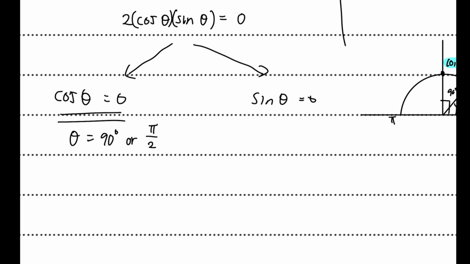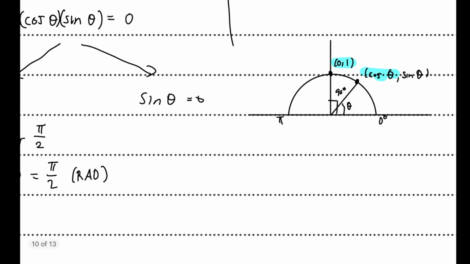Or if you don't know how to do this, you can use theta equals cos inverse 0, and the calculator will give us pi over 2 as well. As long as your calculator is in radian mode, you can use the calculator as well.